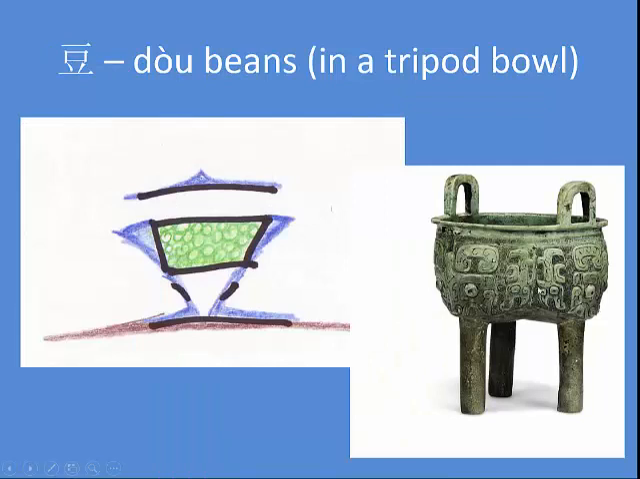The next radical is 豆, beans. You'll see this if you order bubble tea with beans. It's the first character in tofu, and it's a picture of beans in a tripod bowl, so you really can't see the beans in the picture. Back when characters were being invented, these tripod bowls were really common, bowls with 3 legs. And so that's what the picture is trying to convey.